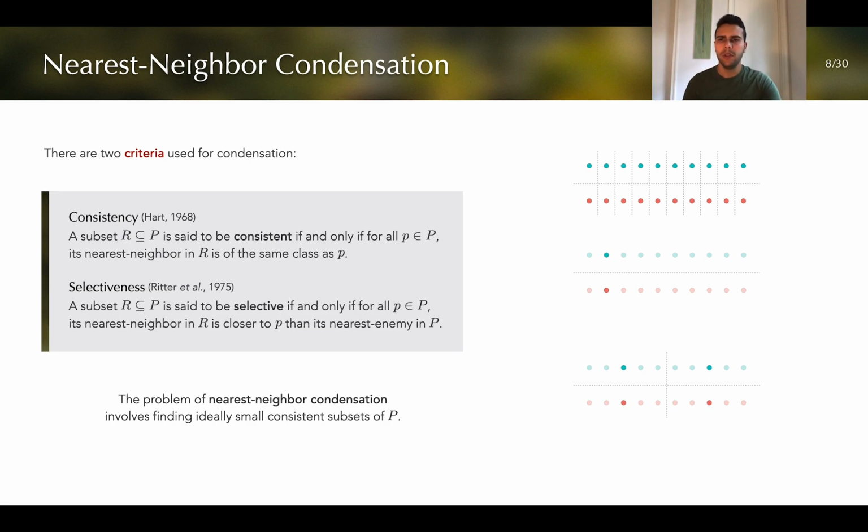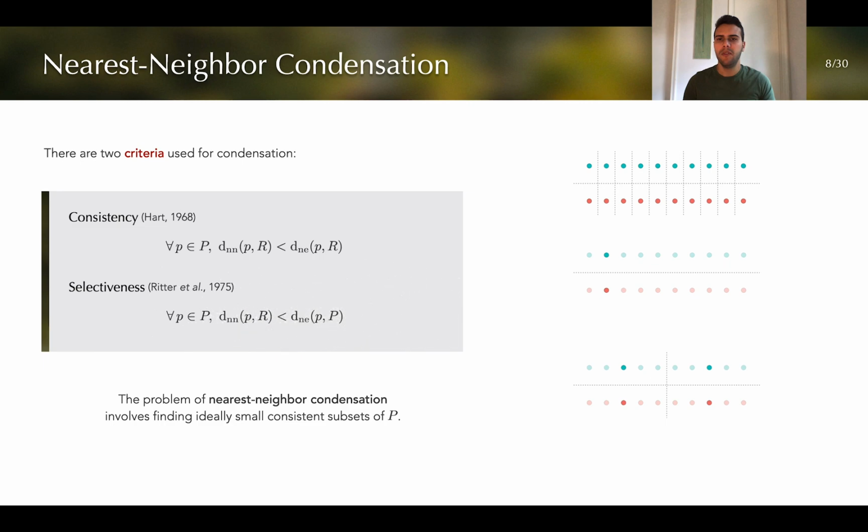There are two main criteria used for condensation, and these are called consistency and selectiveness. The basic idea is that after reducing the training set, we want that for every point in the original training set, its nearest neighbor in the reduced set is closer than its nearest enemy in the reduced set.